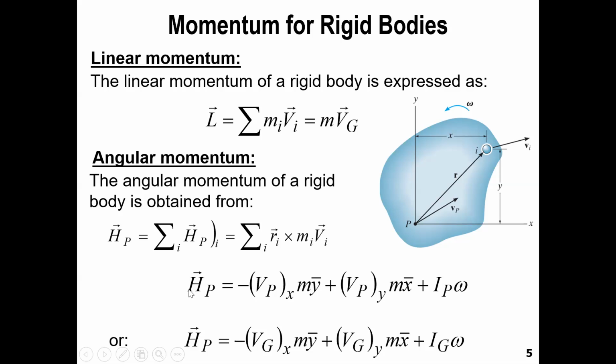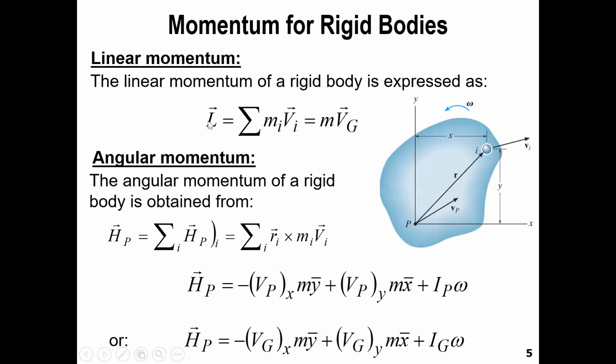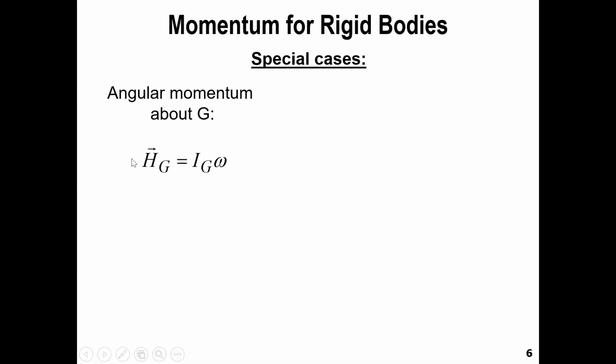Now, we have determined the linear momentum. We have determined the angular momentum. Let's see if we can simplify this. Again, similar to chapter 17 and 18, we're going to look at special cases. The first special case is if you want to write angular momentum about G. So if I put my reference point on G, Y bar will be 0, X bar will be 0. So all of this is going to go away. So H is going to be I omega. And because the point is G, H about G is going to be IG omega.